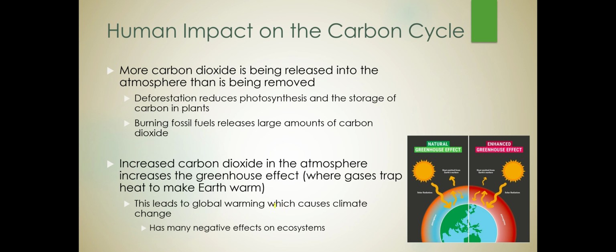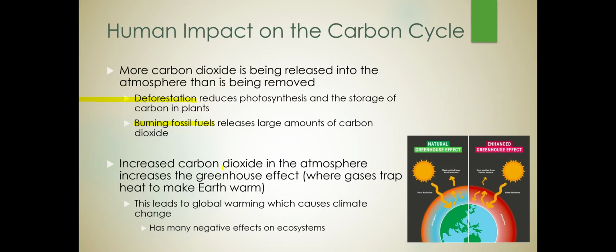And so that's what we're doing with carbon dioxide, is we're releasing carbon dioxide way faster than it can be removed from the atmosphere. And we're doing this primarily by two things. Number one, once again, we're cutting down way too many trees. Anytime we remove vegetation, that reduces photosynthesis, and therefore that carbon is not being pulled from the atmosphere. Also, by burning fossil fuels, that's releasing carbon in large amounts into the atmosphere.